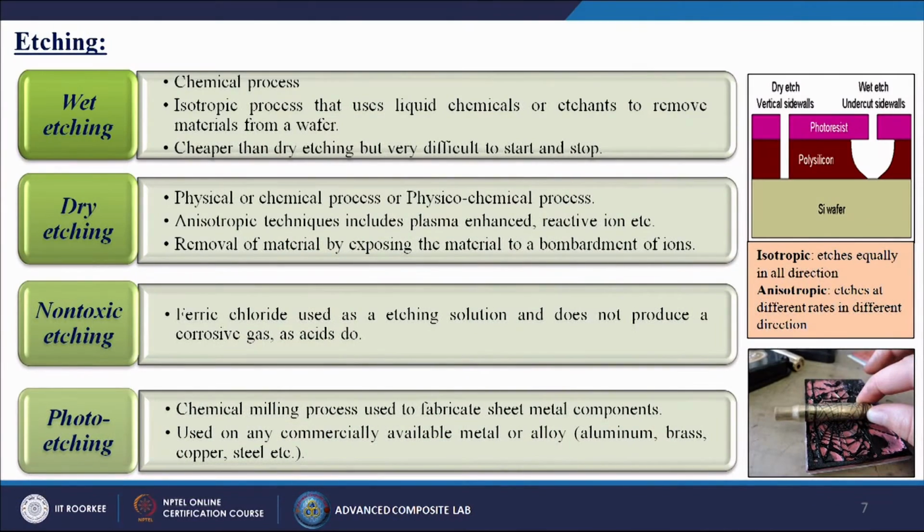Next is called non-toxic etching. Generally ferric chloride is used as the etching solution, and it does not produce a corrosive gas as acids do.